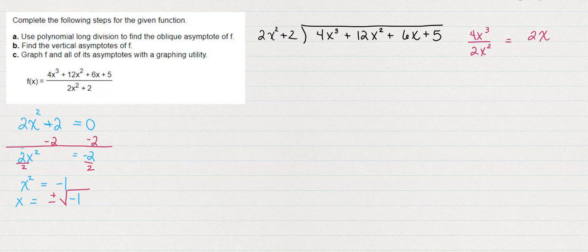This homework question from section 2.5 came in from a student. Thank you for sending this. Let's look at how to use polynomial long division to find an oblique asymptote.